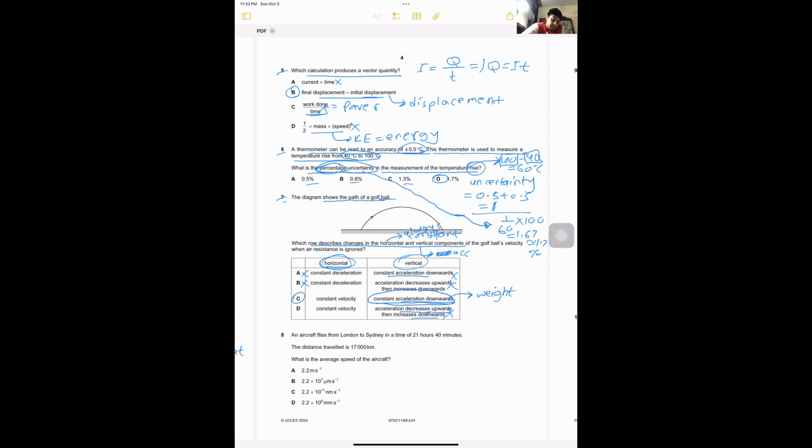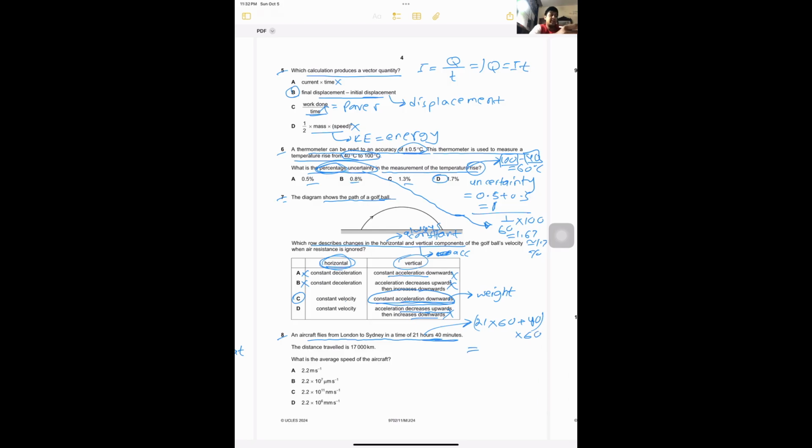An aircraft flies from London to Sydney in a time of 21 hours 40 minutes. So 21 hours means 21 into 60 minutes plus 40 minutes, and if we convert this total to seconds, we again have to multiply by 60. So what is the number?